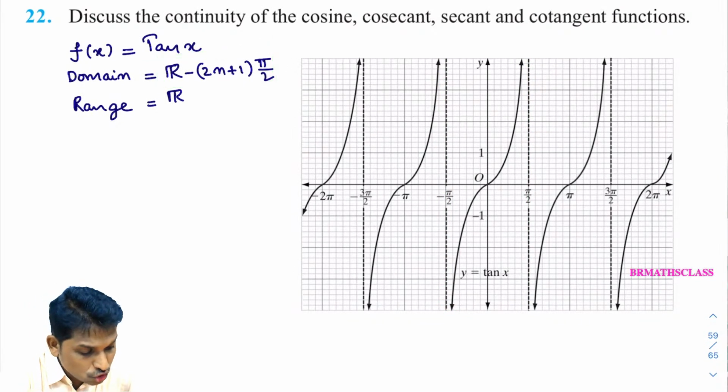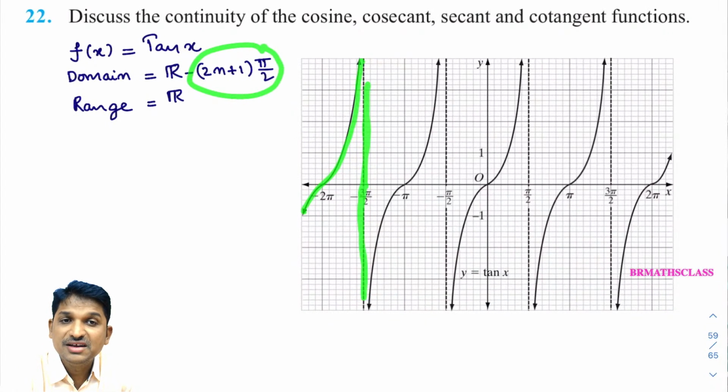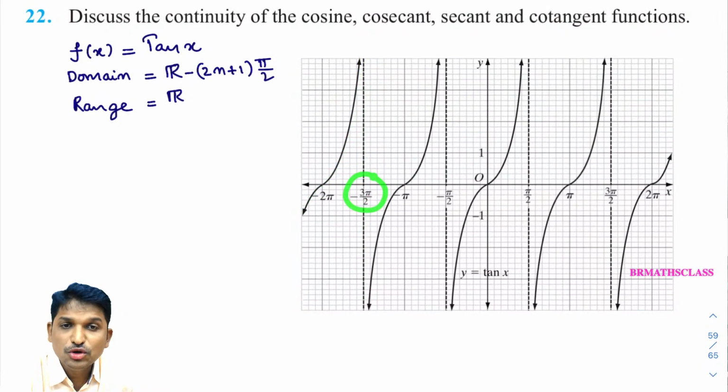Okay, so you don't look here, there is a gap in its graph. What I'll do, I'll start checking. Now you observe, is there any gap in its graph or not? Here the graph is like this, there is no gap. But at minus 3 pi by 2 there is a gap. But minus 3 pi by 2 is not in its domain. Minus 3 pi by 2 is an odd multiple of pi by 2. So do not worry, as minus 3 pi by 2 is not in its domain. Even though there is a gap at minus 3 pi by 2, no need to worry.